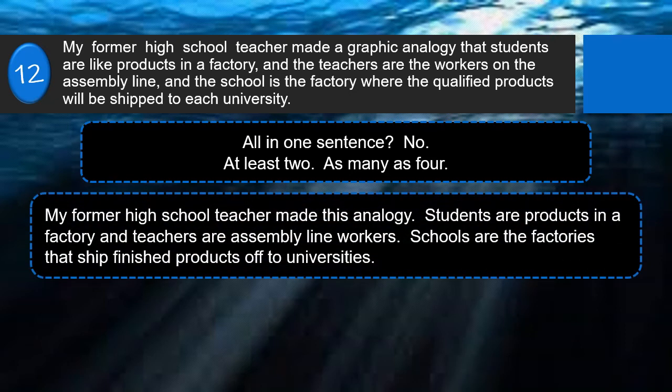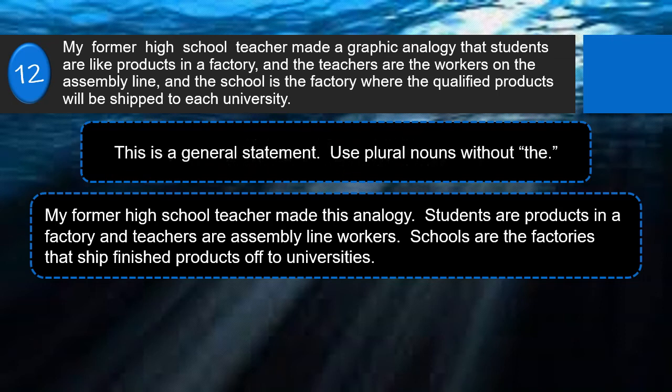My former high school teacher made this analogy. Graphic analogy, I don't know. It's a little too descriptive, almost violent. Graphic violence. So I keep it simple. Made this analogy. Students are products in a factory and teachers are assembly line workers. Students, teachers, one sentence. Schools are the factories that ship finished products off to universities. Third sentence, schools.